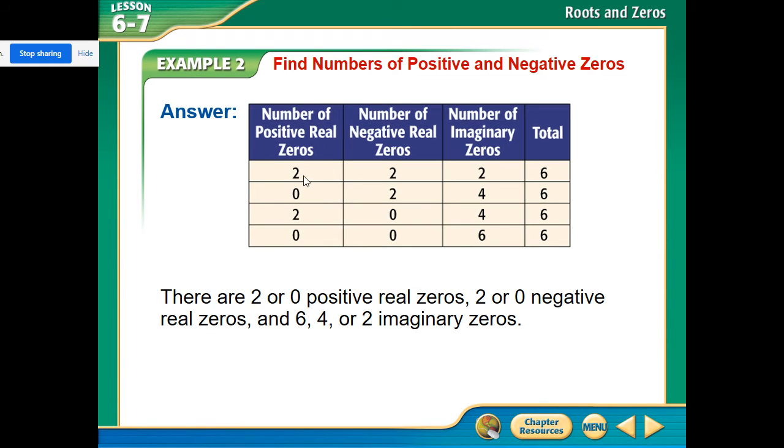All right. So we can have 2 or 0, and then 2 or 0 negative. And so these are a bunch of different combinations. If I have 2 positive and 2 negative, that means I'm left with 2 imaginary to get to my total of 6. I have 0 and 2, 4 and 6, 2 and 0, so on. These are all the different possibilities that I can have. And remember, these imaginary ones are just i values. Again, they come up in pairs.